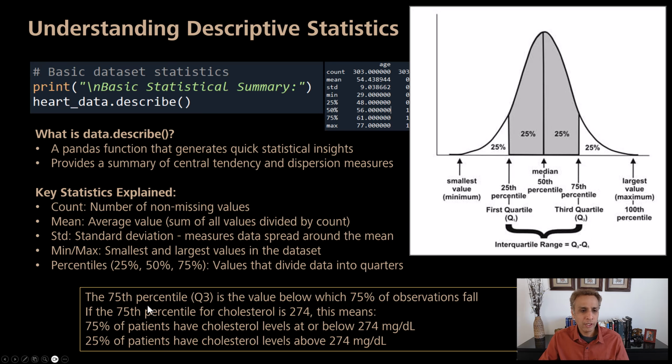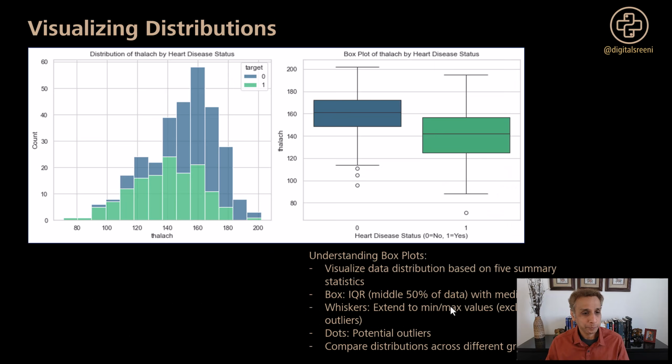In a real-life scenario, the 75th percentile is also called Q3. For example, if it shows a cholesterol level of 274, what does that mean? That means 75% of patients have cholesterol levels below 274 and 25% of them have a cholesterol above that value. I know these could be basics to some of you, but this can be a good refresher if you haven't thought about this in a long time.